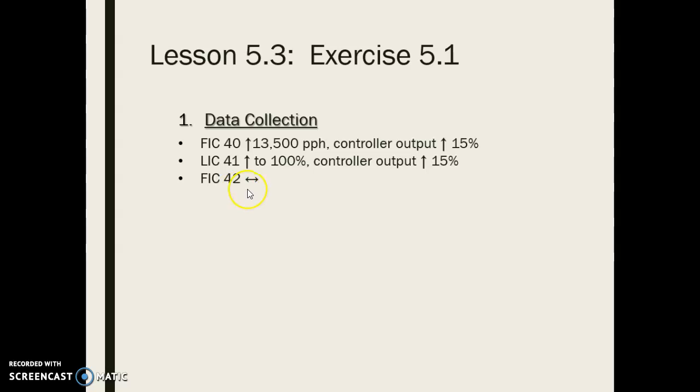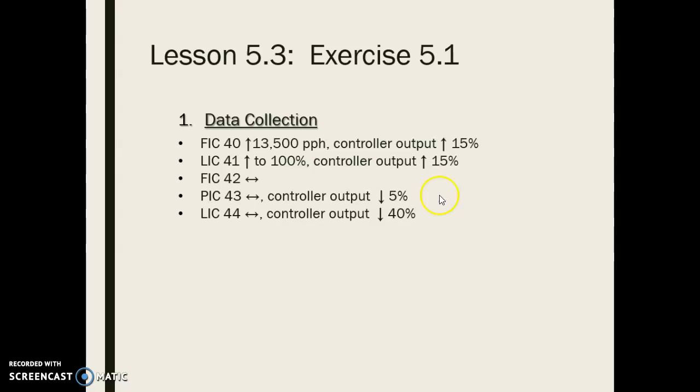FIC 42 is the reflux to column D1. That's normal. PIC 43, the column top pressure, is reading normal, but its output is down. The controller output is down by 5%. LIC 44 is the level in the reflux drum. That is okay, but the output is down 40%, so it's closing the valve output. FIC 45, the column's bottom flow, is down 3,700 pounds per hour and its controller output is down 25%.